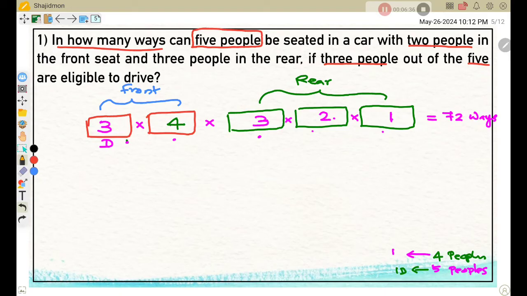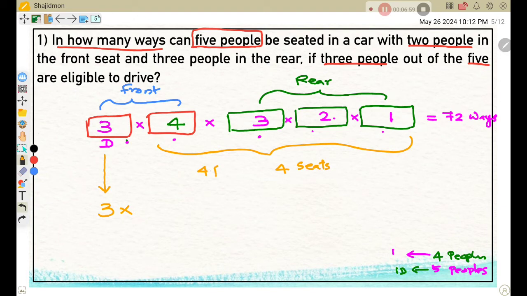Now this question we can do in another way also. For example, in the first seat, how many possibilities are there? There are 3 people eligible to drive, correct? So 3 multiply. Now how many seats are there totally? Now we have 4 seats, correct? We have 4 seats, and how many people are there? 4 people are there, correct?